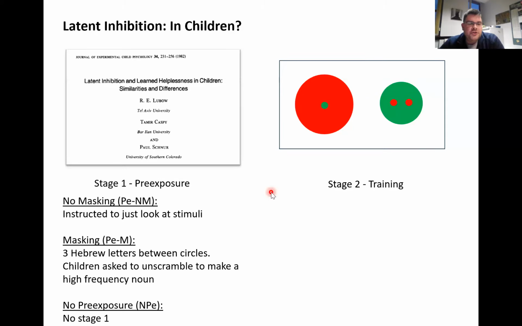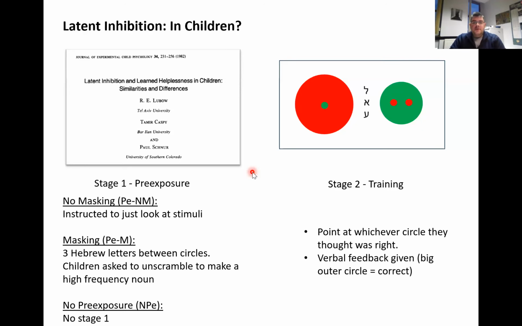For one group of children, they were told to just look at the stimuli during the pre-exposure stage. A second group of children were engaged in a concurrent or masking task during the pre-exposure stage. They were presented with 3 Hebrew letters between the circles, and the children were asked to unscramble those letters to make a high-frequency noun. And a third group of children didn't receive any pre-exposure during stage 1.